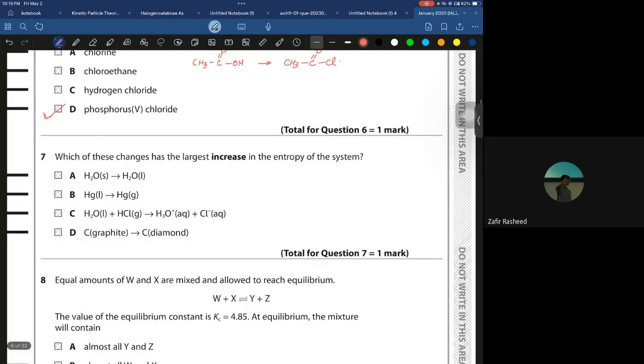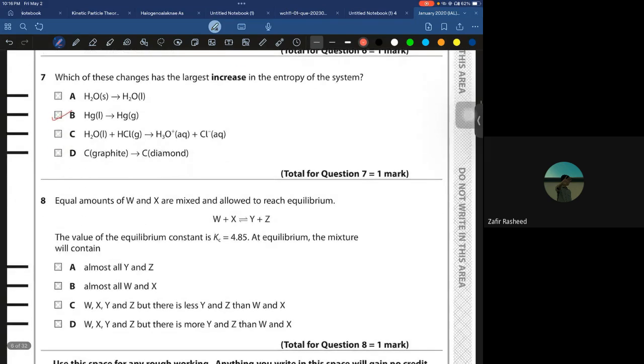Okay, then question number 7. Zafir, what do you think? What should be the answer for question number 7? It's very easy. Option B, sir. Option B, yes, because you know why? Because liquid is changing into gas, so the particles become more disordered. When the particles become more disordered, the entropy would be higher. So option B is correct.